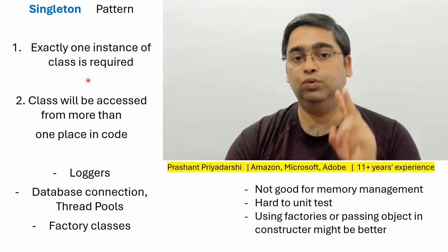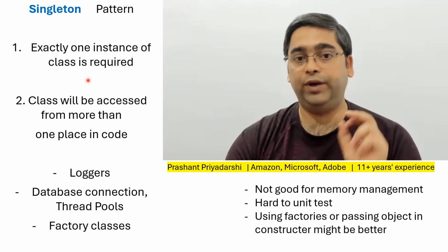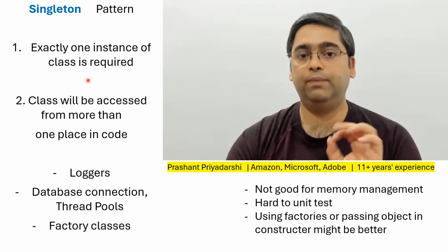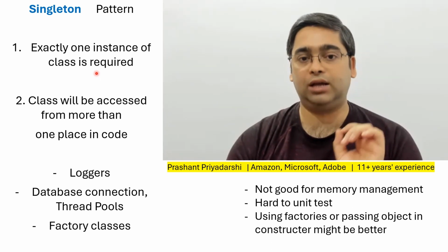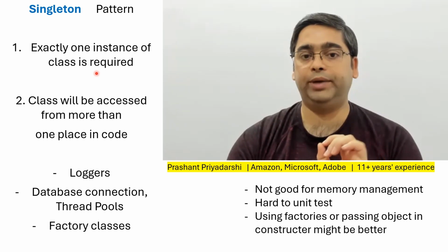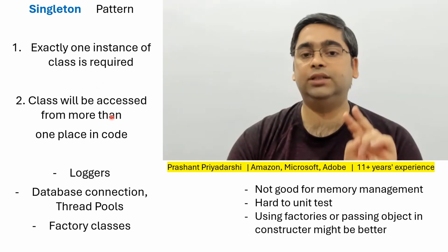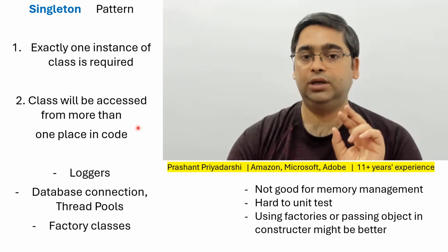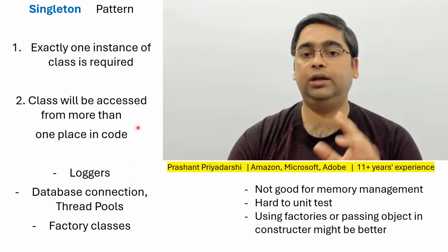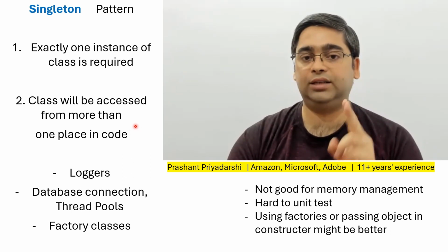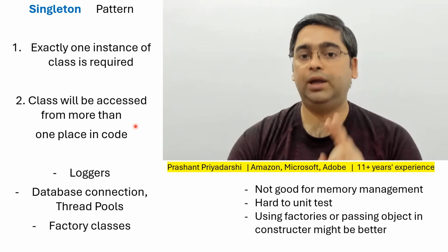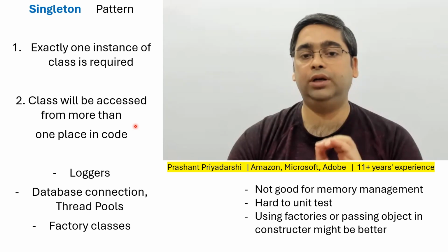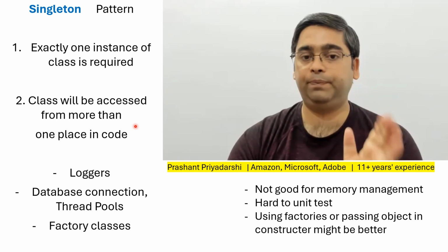So there are two main criteria as to when you should use singleton pattern in your code. The first one is obvious. You need exactly one instance of the class that you want to make singleton. The second one is less obvious, and people sometimes do not understand it or ignore it: that class should be accessed from more than one place in your code in a multi-threaded environment. Else most of the time you can do it without making it a singleton.